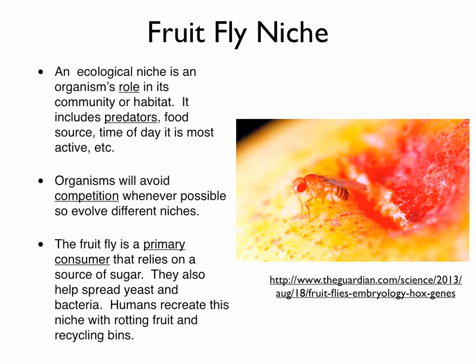So organisms will avoid competition whenever possible. They usually evolve different niches so that they're not competing with other species. And this type of competition is called interspecies competition. So inter, and then species competition. When organisms are competing amongst their own species, that's called intraspecies competition. You might want to write this off to the side. Interspecies is between species, intraspecies is within your own species.